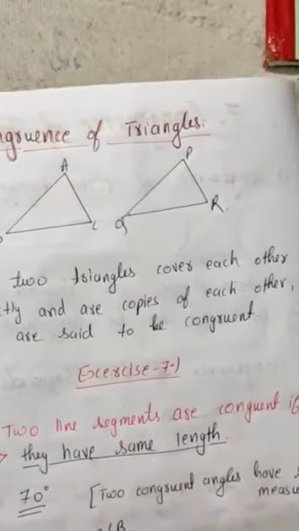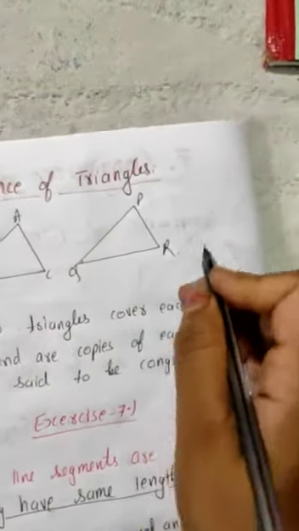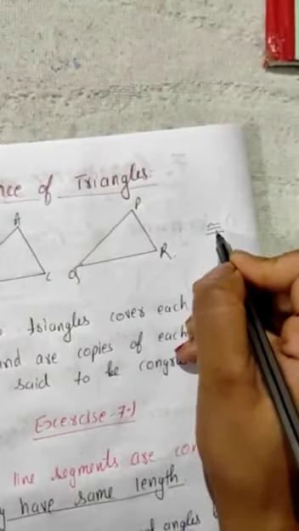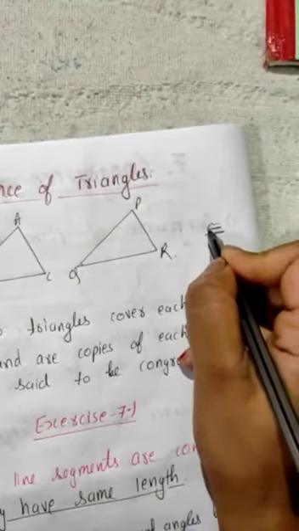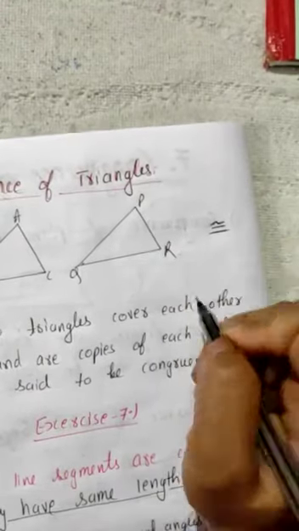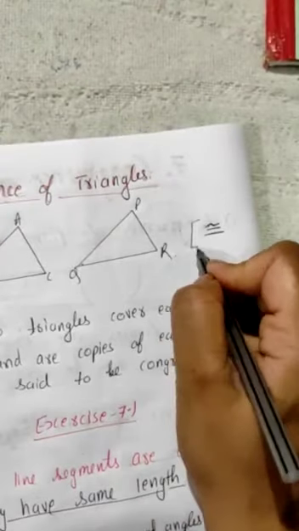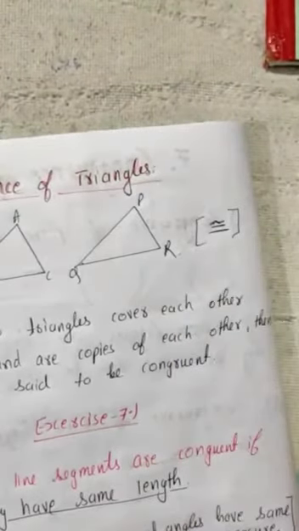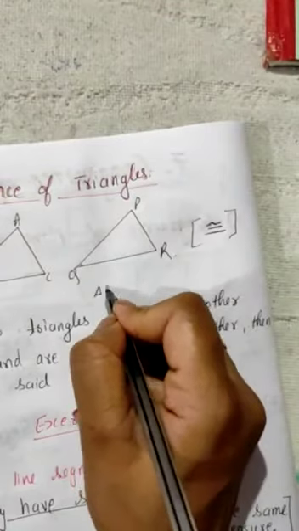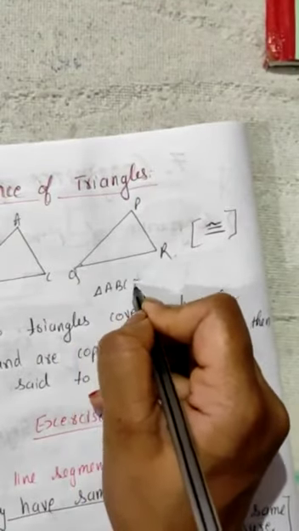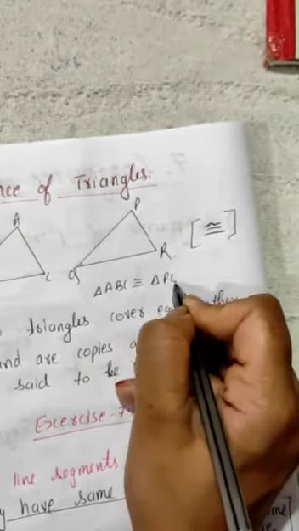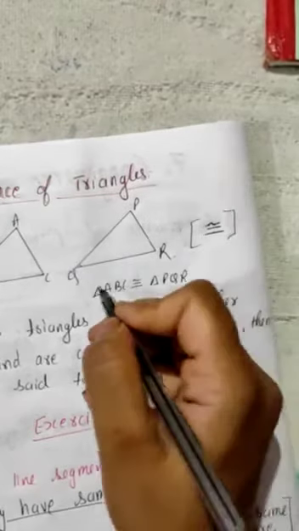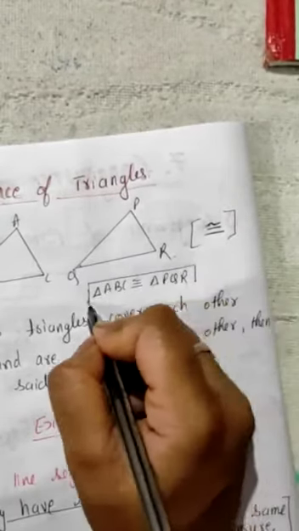How to represent congruency का जो sign होता है, this is the sign for congruency. You have to put an equal to sign and above it you have to write like this. So this is the sign for congruency. You will write that triangle ABC is congruent to triangle PQR. This will be the statement.